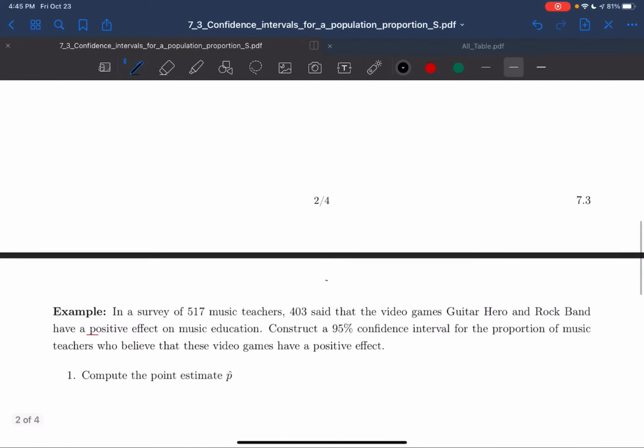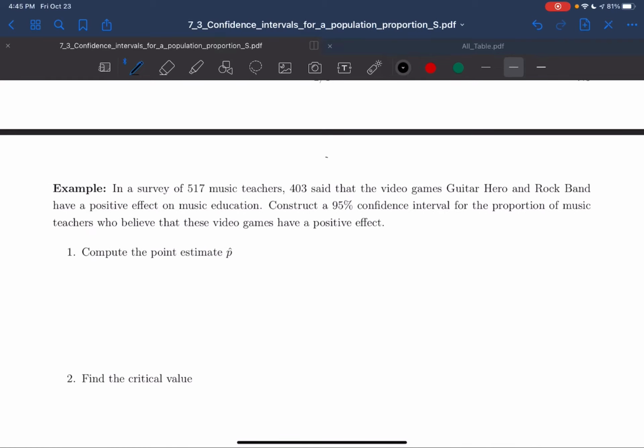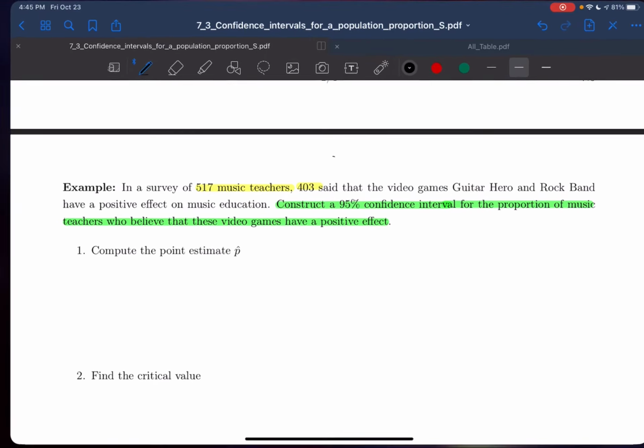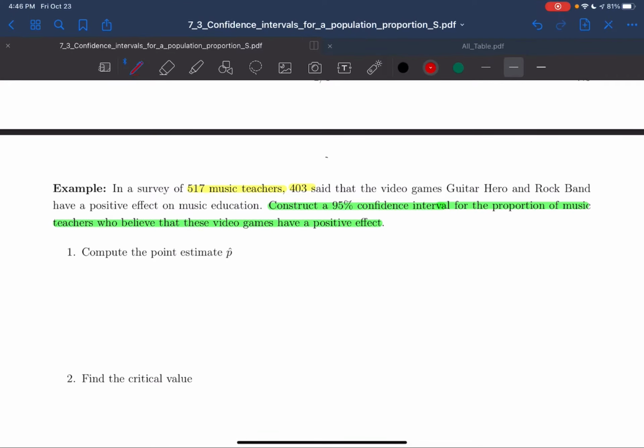Now let's do an example. So here, in a survey of 517 music teachers, 403 of them said that video games like Guitar Hero and Rock Band have a positive effect on music education. The goal here is to construct a 95% confidence interval for the proportion of music teachers who believe that these video games have a positive effect. So here, we only care about the proportion of teachers who believe that these video games have a positive effect.